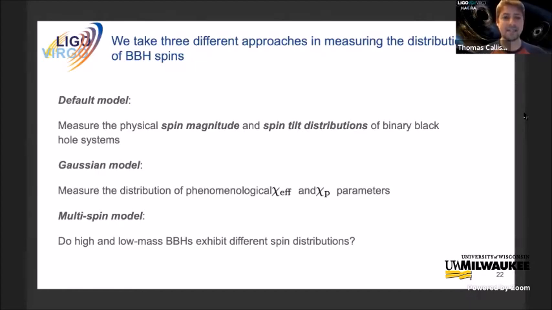However, because at times it's easier to work in terms of those effective spin parameters, we also took, in parallel, a more phenomenological approach and tried to ask, what is the distribution of these effective spins? What are the chi effective and chi p distributions? Finally, a third path that we took, called the multi-spin model in the paper, helped us understand whether there was evidence for what are called hierarchical mergers in the binary black hole population.